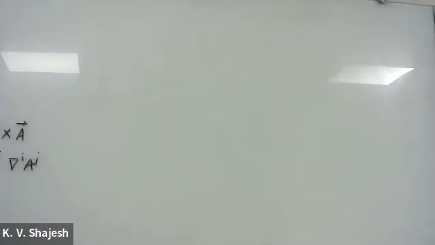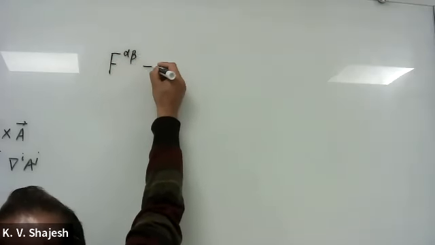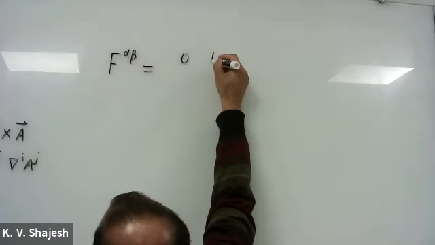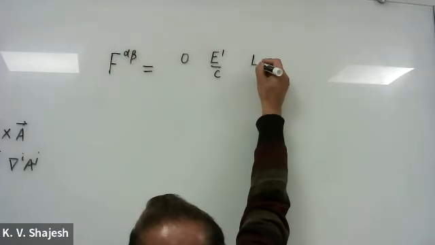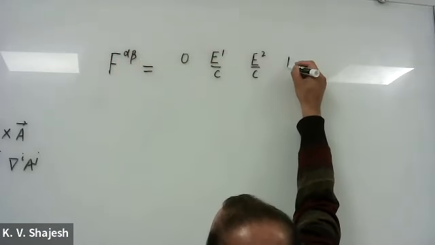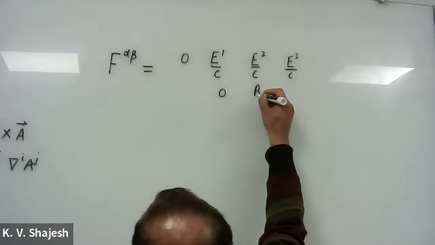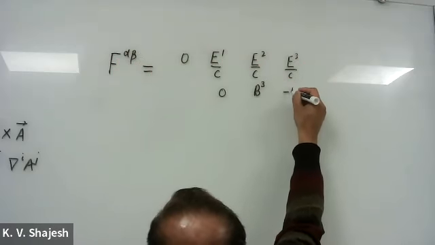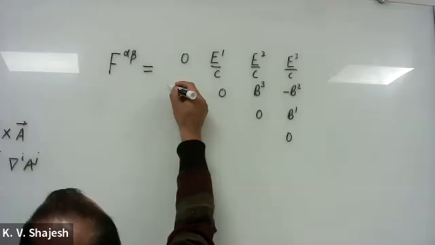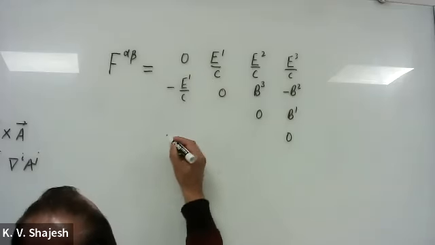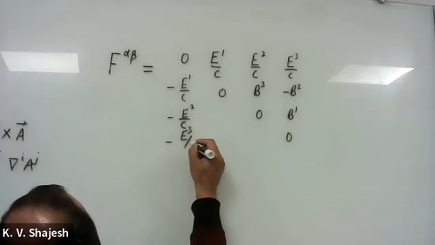So all this tells us that F alpha beta is very clear now. It is 0, the electric field first component with respect to c, E2 over c, E3 over c, and then minus E1 over c, 0, minus B3, B2, and so on, with minus E2 over c, minus E3 over c in the first column.